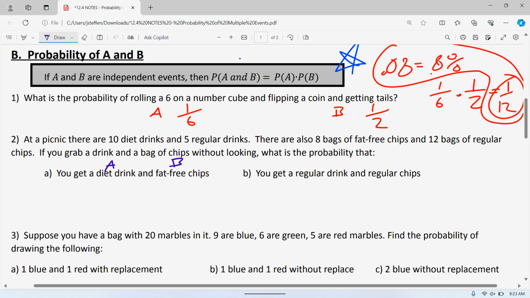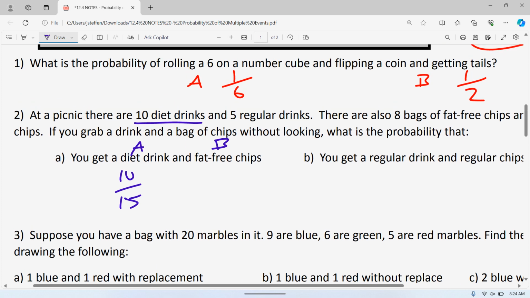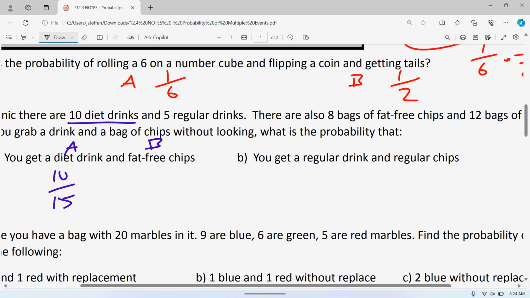So what's the probability? A is that you have a diet drink. B is that you get fat-free chips. So A, the probability of a diet drink, there are 10 diet drinks. If there's 10 diet and 5 regular, there's 15 total. And the fat-free chips, there are 8 bags of fat-free chips over a total of 8 plus 12 is 20.